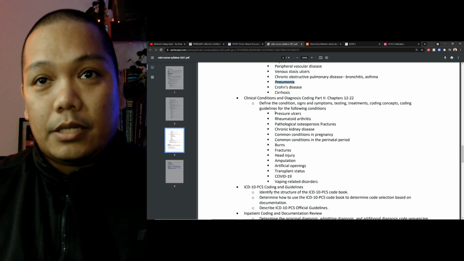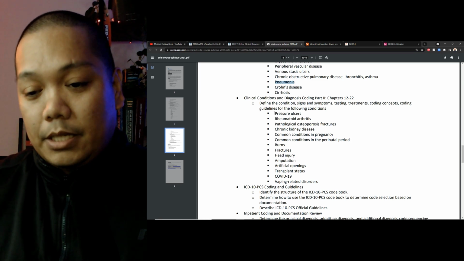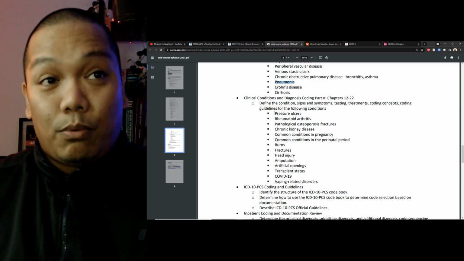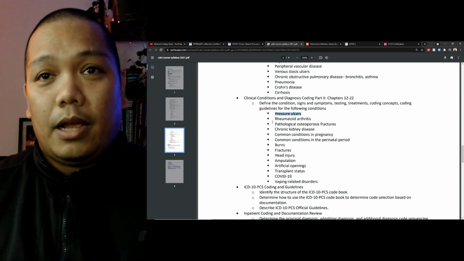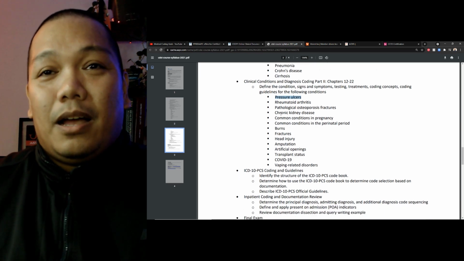Pressure ulcers, yes. Define the type and stage, location. Is it present on admission? That is key. Rheumatoid arthritis, I don't know. I didn't write those questions.